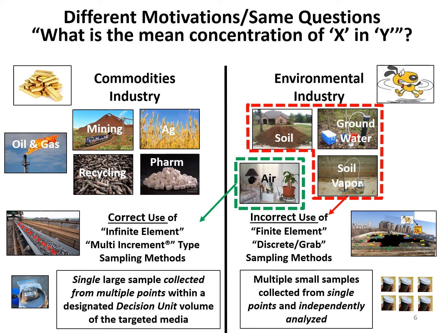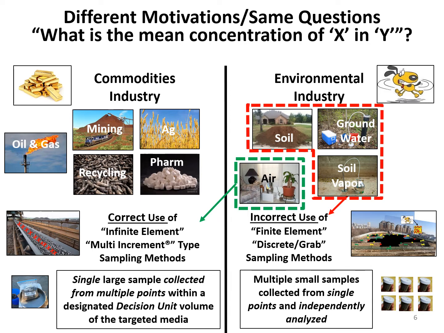It's very similar in the agricultural business where you're testing large stockpiles or silos of grain, looking for fungus or other problems, or in recycling, catalytic converters, looking for recycling precious metals from those. Or even pharmaceuticals. How do you know you really have 200 milligrams of such and such medication in this pill that you're taking? So all these industries use these infinite element type sampling methods, which we'll talk about in more detail in a minute.